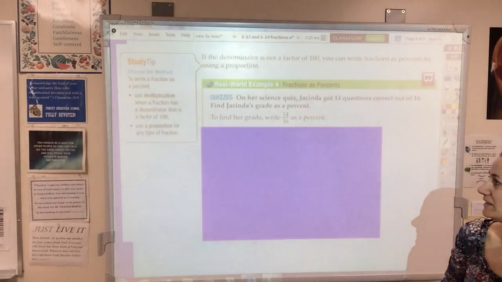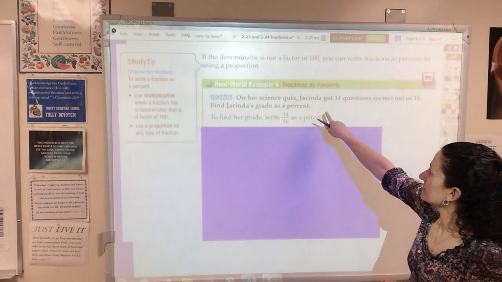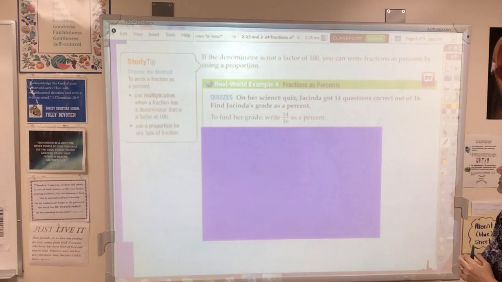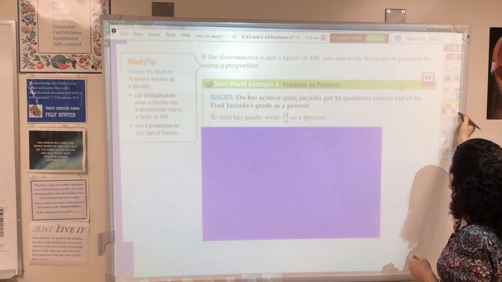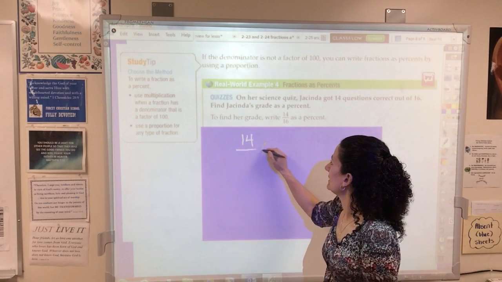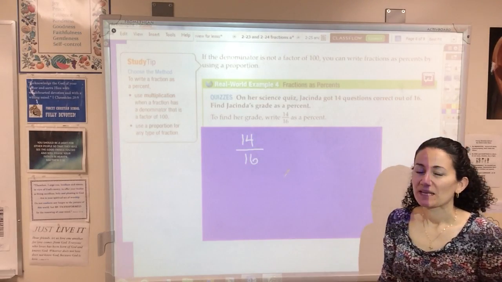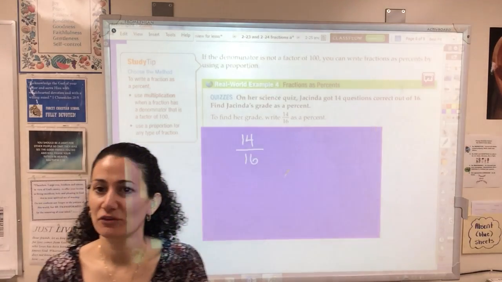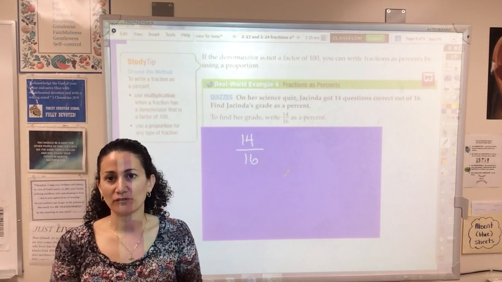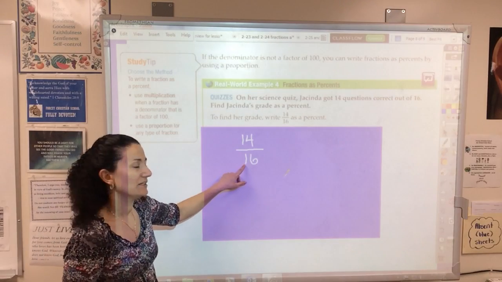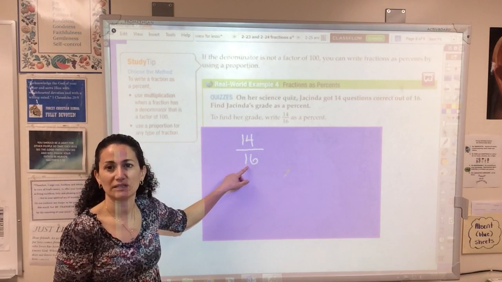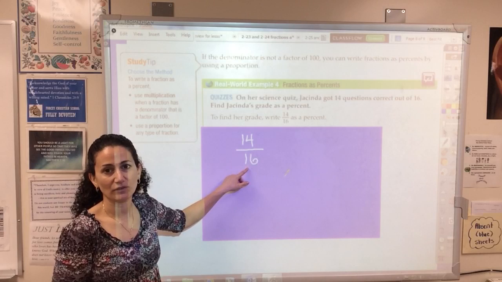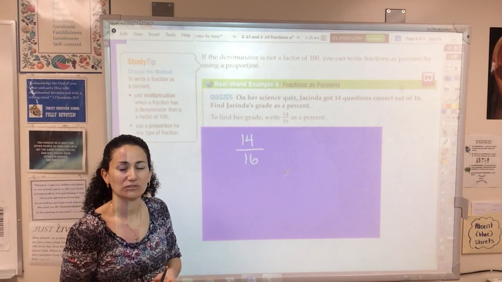Take a look at this real-life example. On her science quiz, Jacinda got 14 questions correct out of 16. Find Jacinda's grade as a percent. To find her grade, we have to write 14/16 as a percent. This is not an easy fraction, because remember, the first thing you should try to do is look at the denominator and try to convert it to 100. In this case, 16 does not go into 100 evenly. So we can't convert it to an equivalent fraction out of 100.